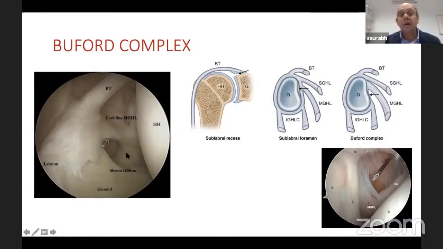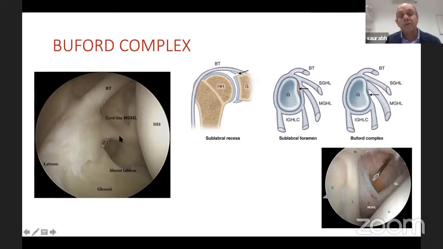Now, to an untrained eye, this may look like an anterior labrum tear, like a superior anterior labrum tear. And if you were then to put anchors and repair this thick cord-like middle glenohumeral ligament, thinking it was an anterior labrum, you can imagine how tight this shoulder will become and painful the shoulder will become, and the loss of movements that accompanies it.